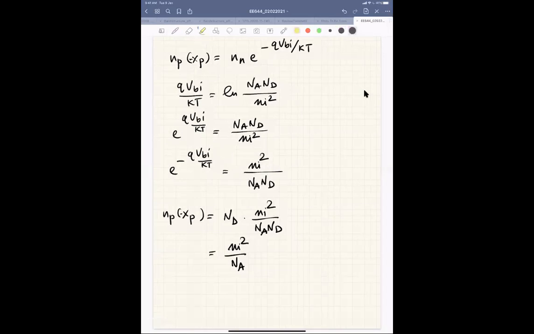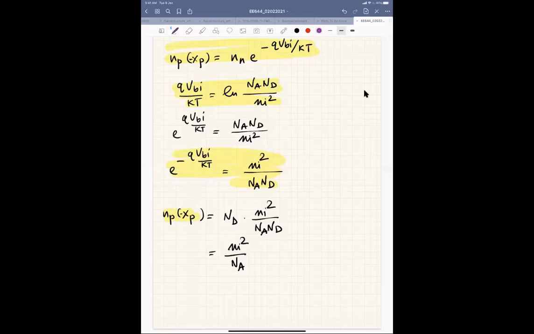So your np minus xp is nn e to the minus q vbi by kt, and we know that q vbi by kt is ln na nd by ni square, right? And if I go by this, I could also write this as a simplification: e to the minus q v by kt is ni square by ni nd. So np minus xp is nothing but nd, which is your nn.